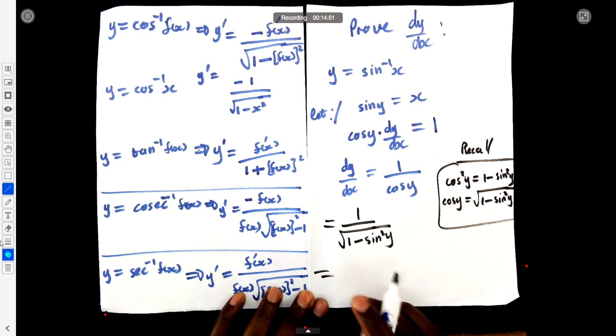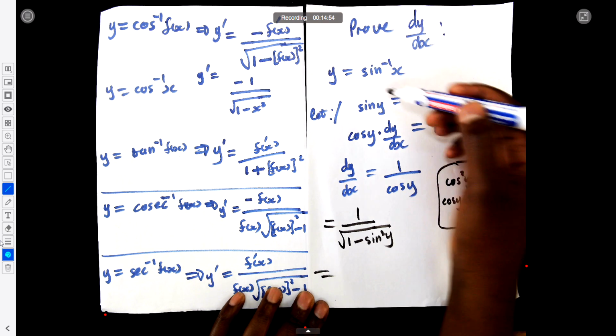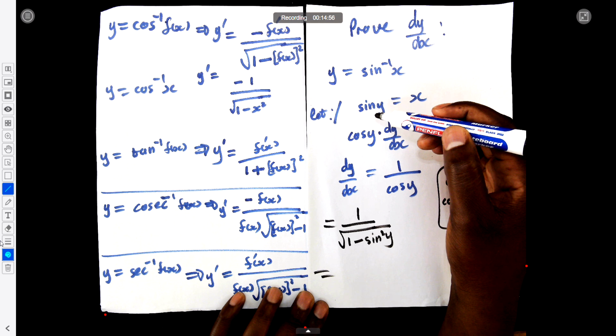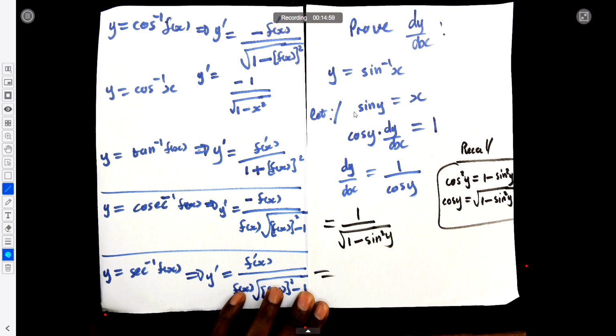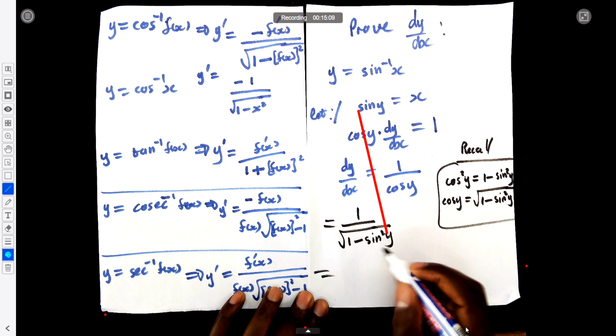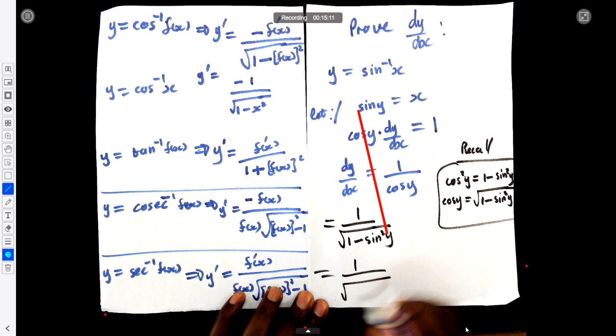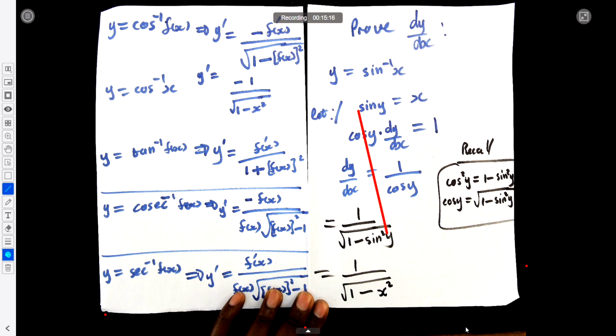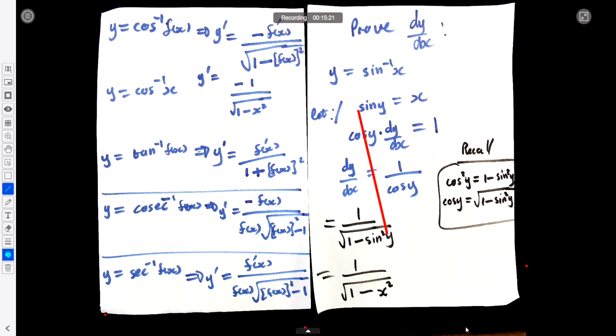We are not done. We're trying to replace cos y because we're given sine, so we can substitute there. Sine y equals x, isn't it? So it's 1 over root 1 minus, sine y we said is x, therefore x squared. So it's 1 over root 1 minus x squared. So that's how you prove the derivative of arc sine x.